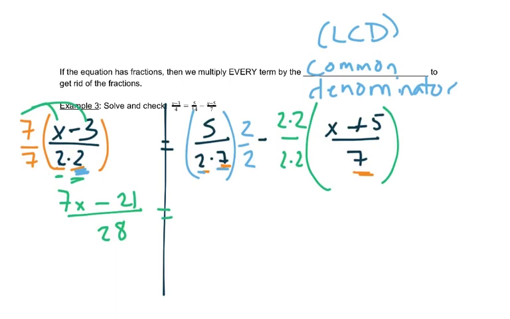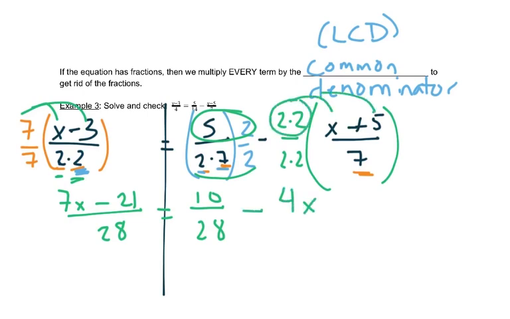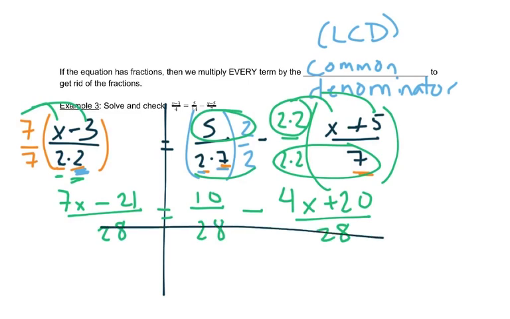Then in my next one here, I'm going to take 5 times 2 is 10. In the bottom, I get 28 again. Minus, and then here this is 4, and that 4 needs to get distributed, so I get 4x plus 20 over 28 again. Now once the denominators match, we can just cross through them. We don't have to worry about them.